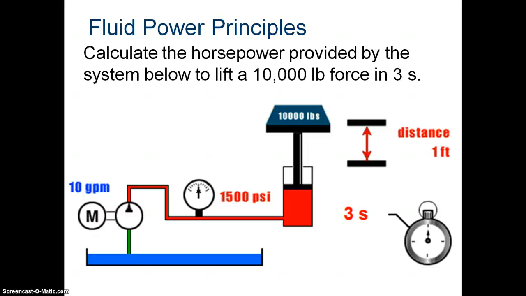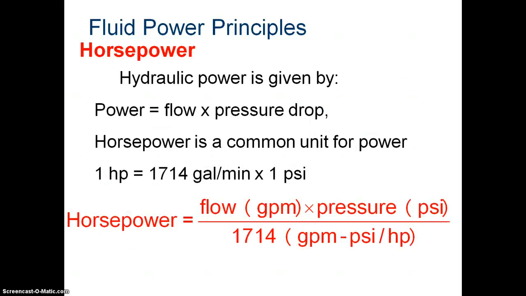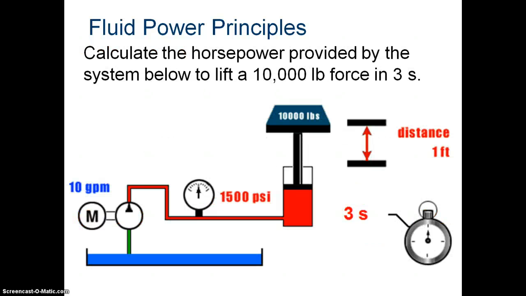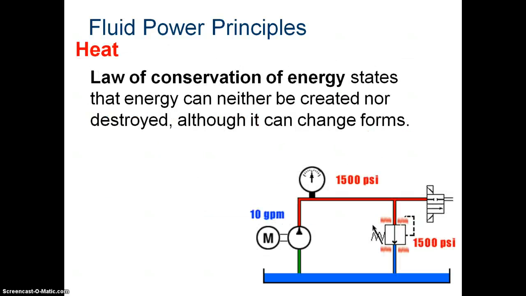So if you were going to calculate the horsepower provided by the system below, you're trying to lift 1,000 pounds of force, and you want to lift it in 3 seconds. So you take the 10 gallons per minute. Going back here, you can see that's your flow, and then you have your pressure drop. So it's 10 gallons per minute times 1,500 pounds per square inch divided by your constant, which is 1,714. In this case, your output is 8.75 horsepower.